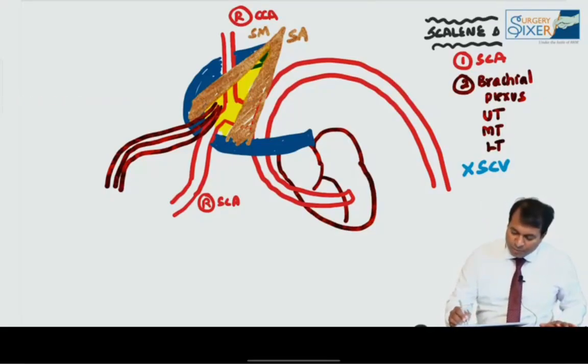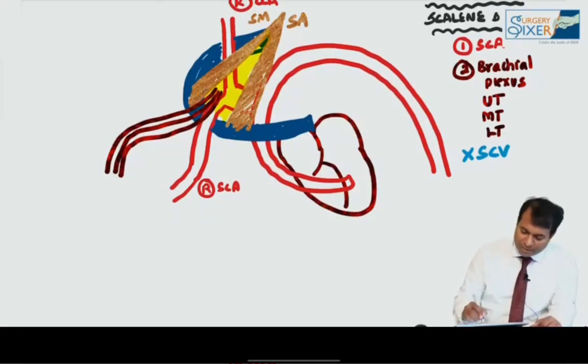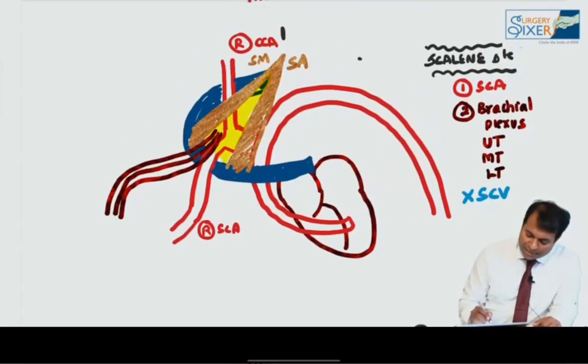This scalene triangle is known as the thoracic outlet because the thoracic vessels come out of this triangle. The brachial plexus is also coming out of this triangle. Now concentrate on this picture. I told you that is a cervical rib. The cervical rib is usually arising from the C7 vertebra.